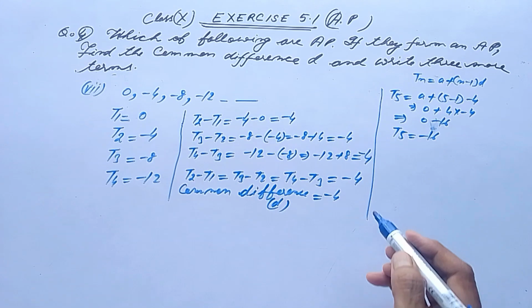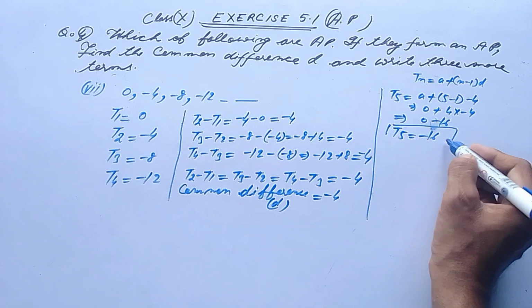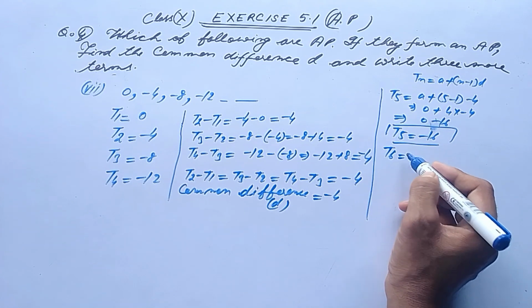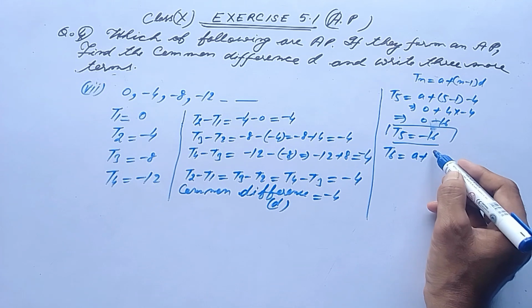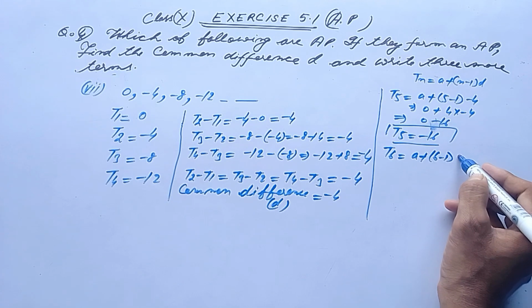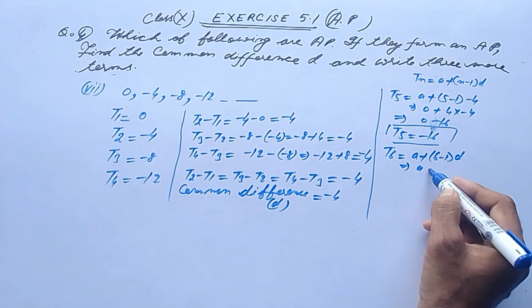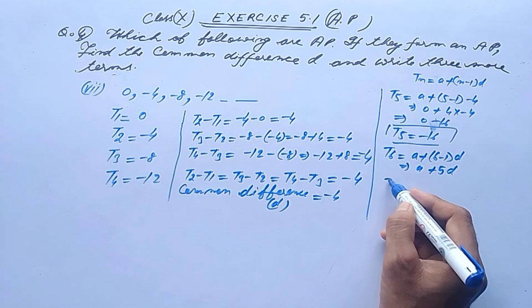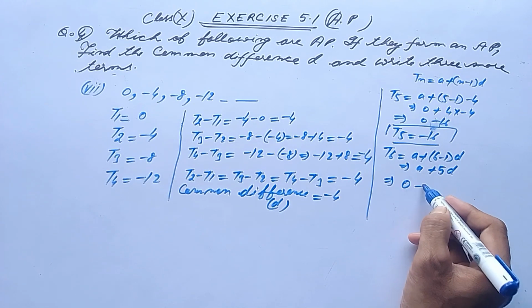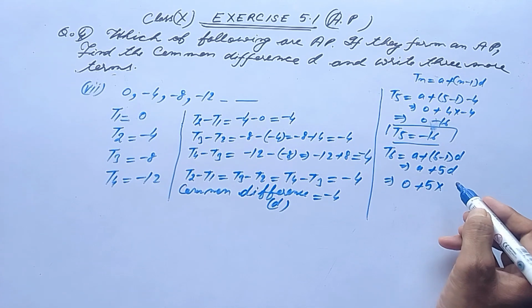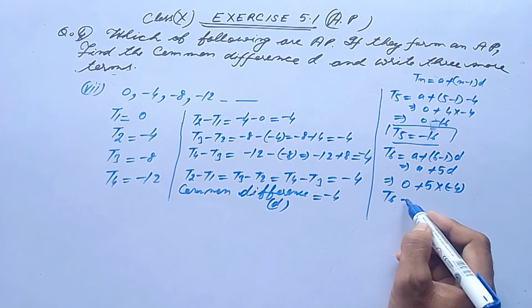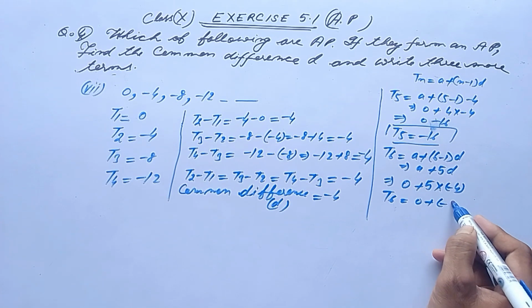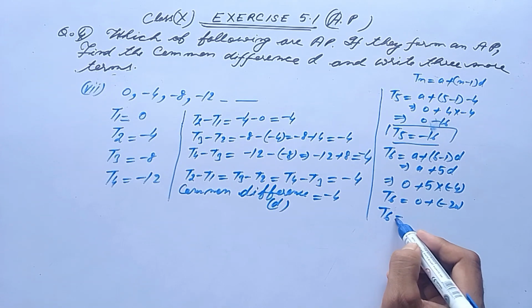Now we will find the T6. Apply this formula. Tn equal to A plus n minus 1 D. A plus n कितना यहाँ पे 6 minus 1 डिफरेंस A plus 5D. The value of A here that is 0. Value of D that is -4. So T6 equal to 0 minus 20. It means T6 equal to -20.